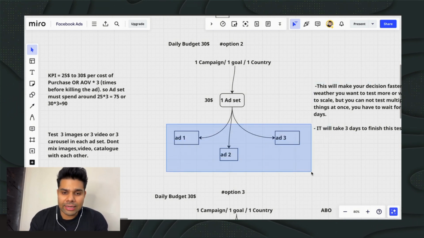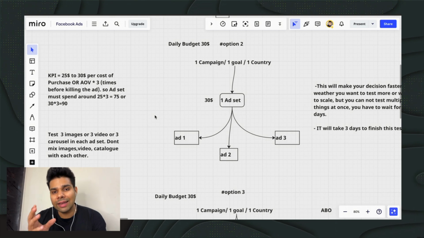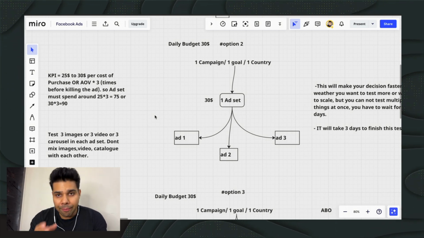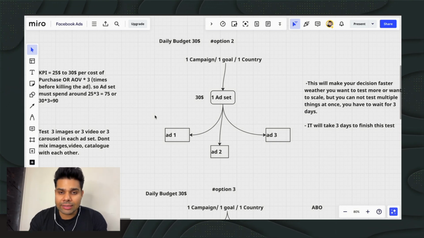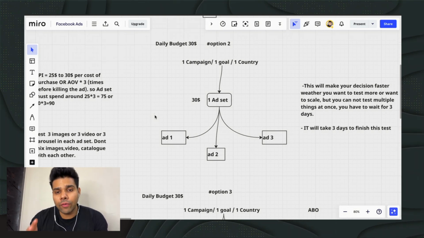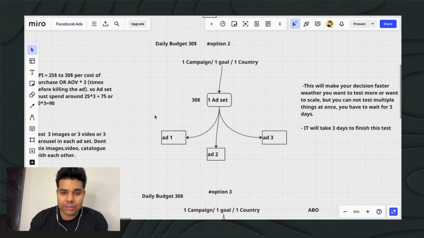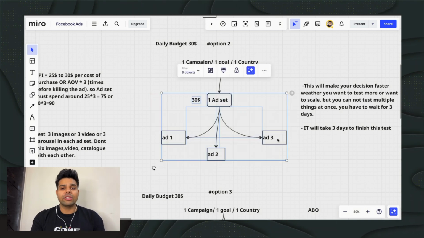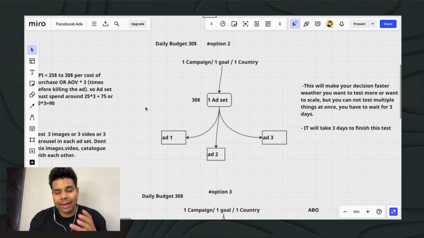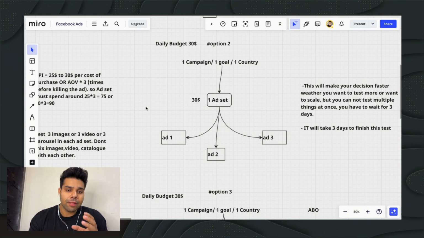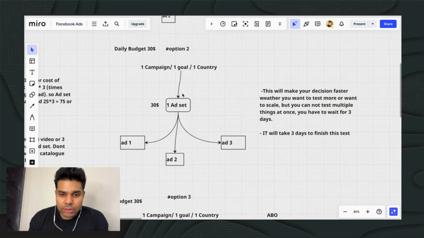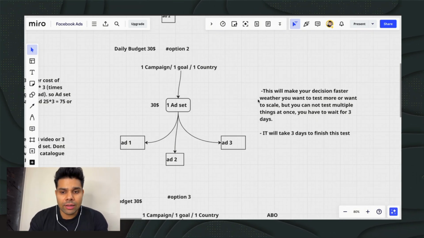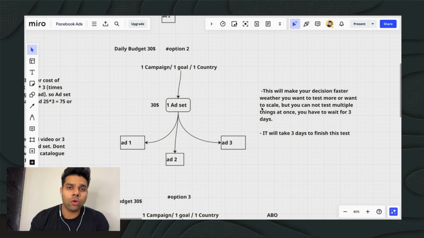To run three DCT, you need three creatives, images or videos. You cannot test them in a single ad set, so you need to wait 3 days before making any decision. Either you can start with images or videos, whatever creative files you have available. You can make any decision after 3 days only. This setup will make your decision faster, whether you want to test more or want to scale.